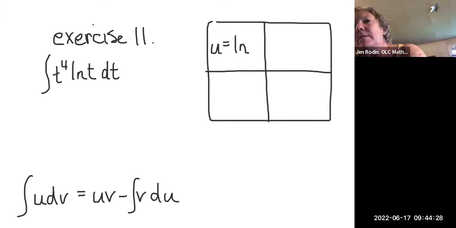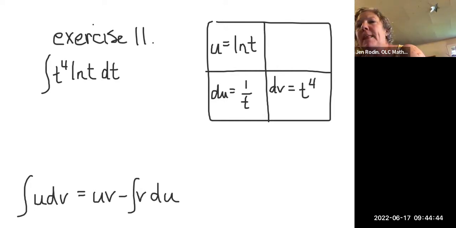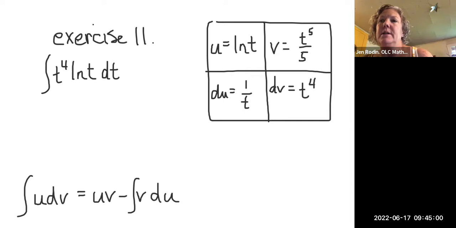So if you ever pick the wrong u, no worries. You can just go back and fix your little info box. And then dv is over here, that's the other piece. And then v is no big deal. Remember, that's just the antiderivative of t to the 4th, so add 1 to the power and divide by that number. So it's a fraction, but it'll be really nicely workable. This one, I'll pause it again and go ahead and work on that one.